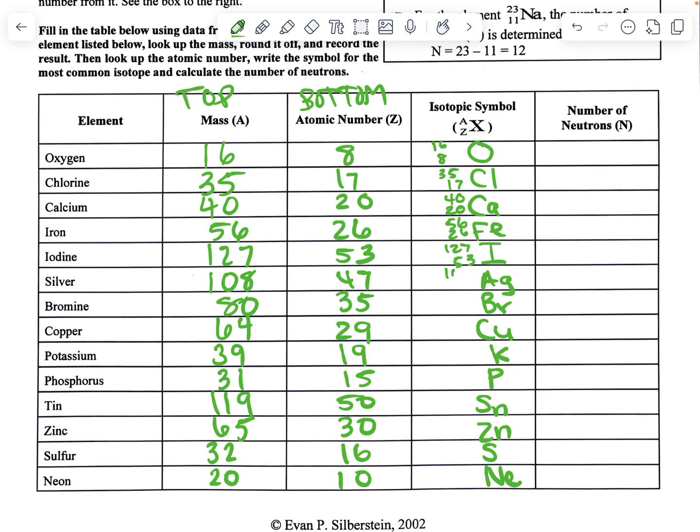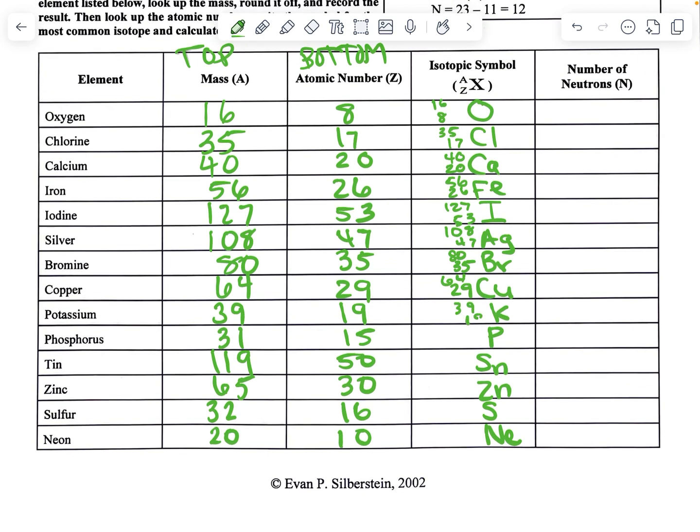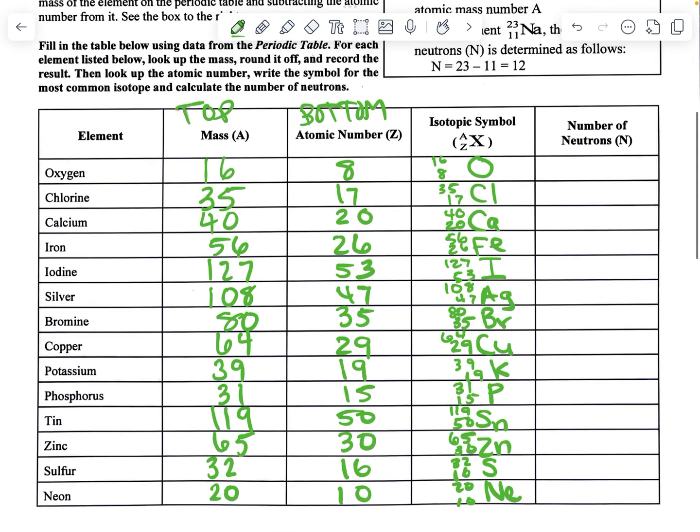127/53, 108/47, 80/35, 64/29, 39/19, 31/15, 119/50, 65/30, 32/16, and 20/10.